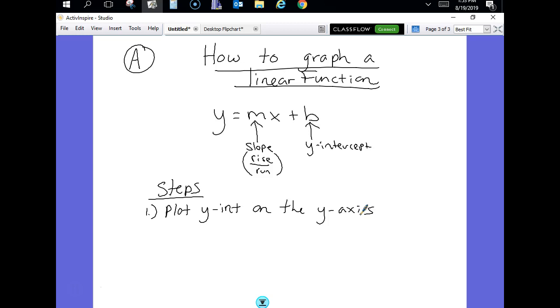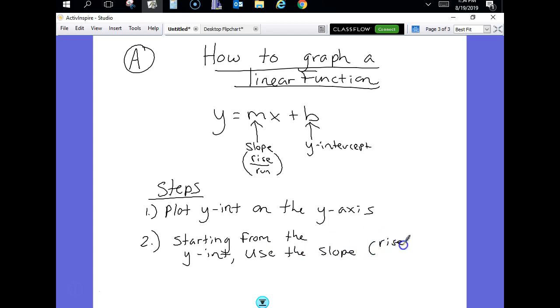All right, the next thing that we do is starting from the y-intercept, so starting from that point, we use the slope, which you remember is rise over run, which means up and over. You use the rise over run to find the next point. After that, you connect the dots.